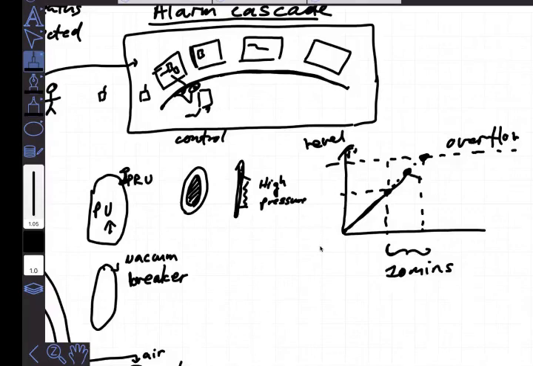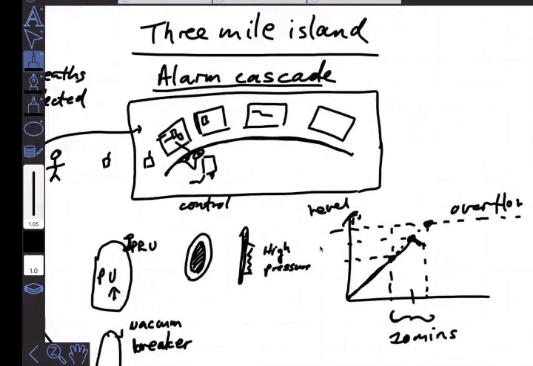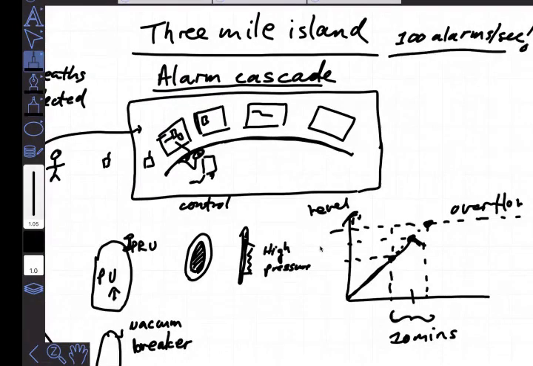Now, the alarm gets pulled down, the crisis is averted. But what if you have another alarm happening at the same time? So now you see the guy's taking action, and there's another alarm that says, no, it's really bad now. It's even worse. In Three Mile Island, they were getting something like 100 alarms per second. Now, it's obvious that if you're getting 100 alarms per second, there's no way that you can action all of those alarms, right?